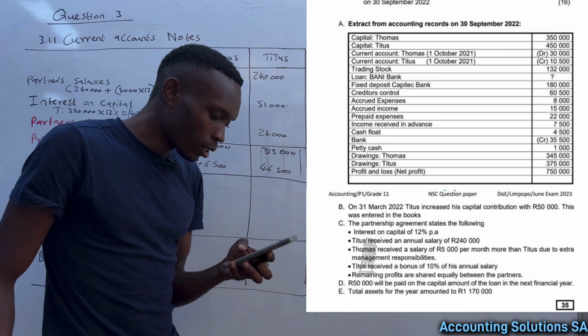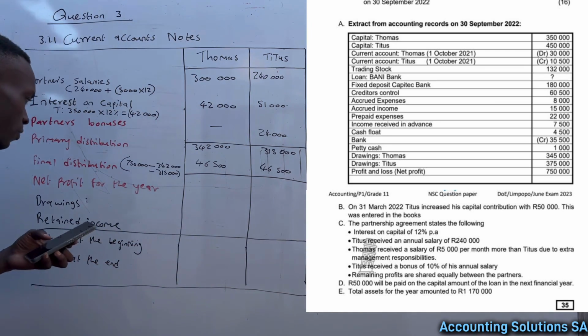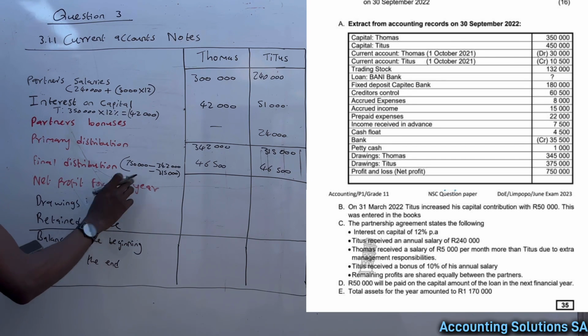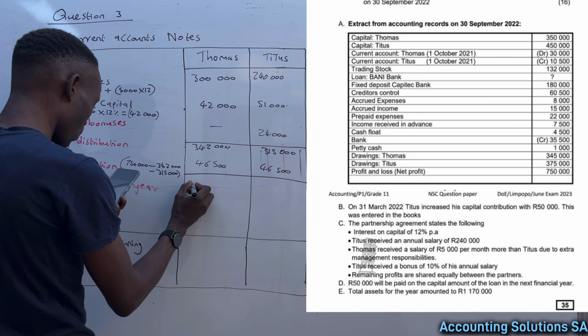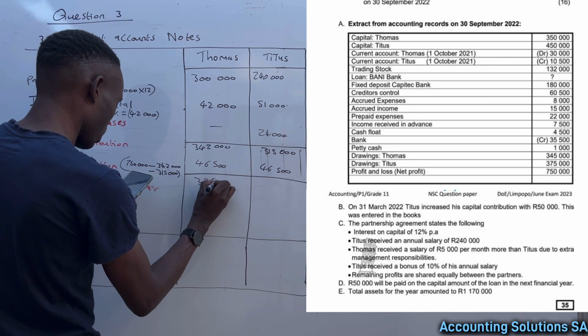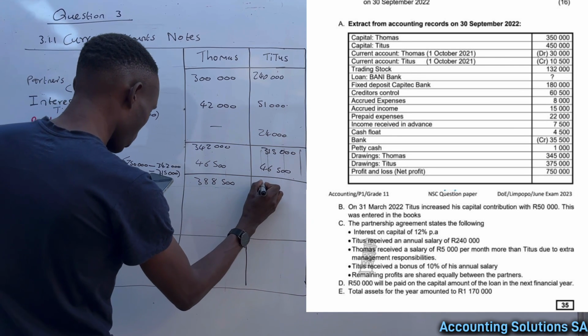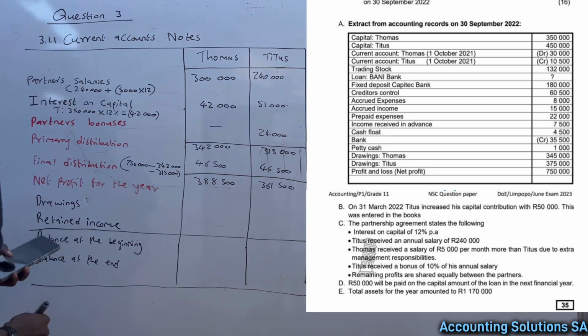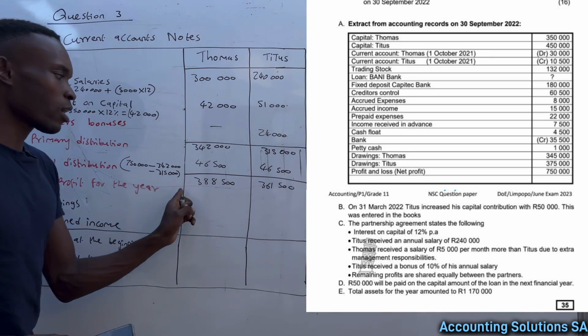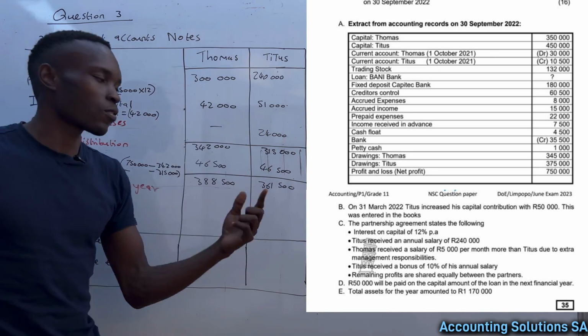Okay, now the next one, net profit for the year. For net profit for the year, you just add these two. This side will give you an amount of 388,500, and this side will give you 361,500. It's net profit for the year. If you add these two, they are going to give you the net profit of 750.